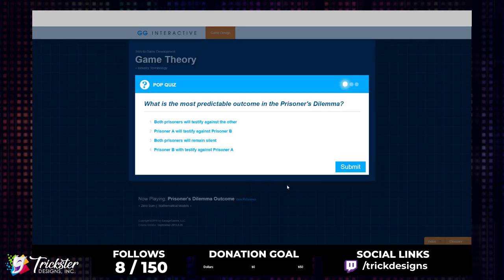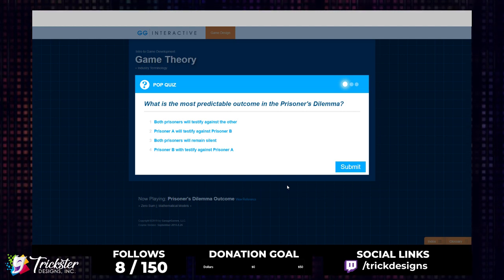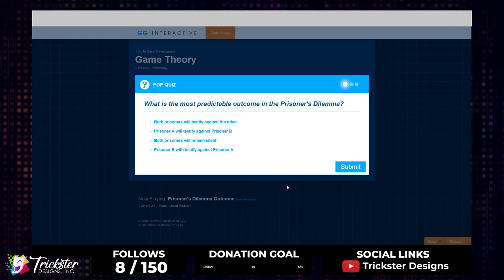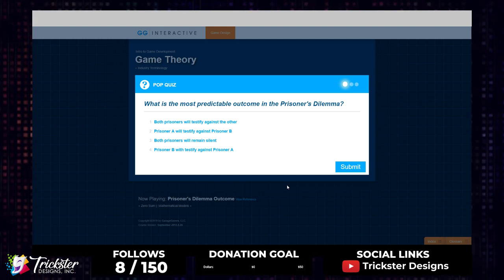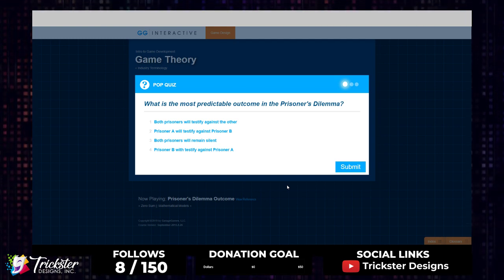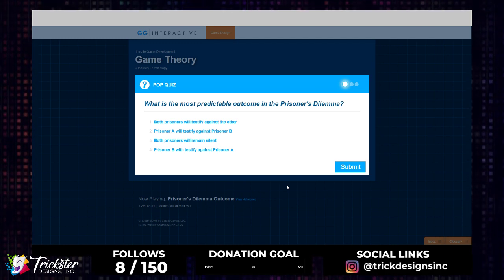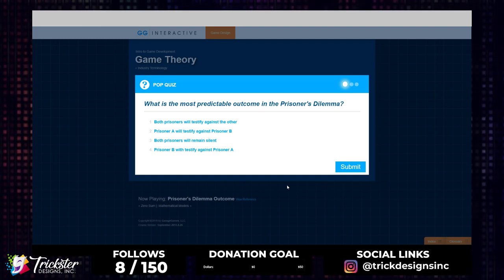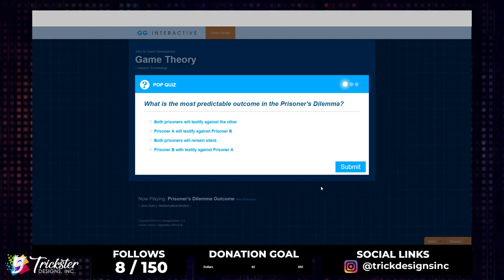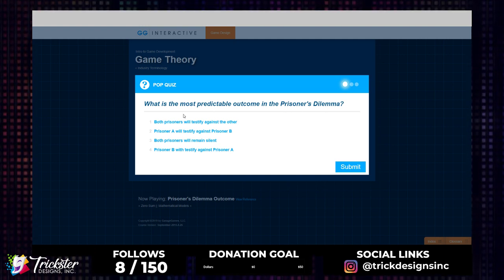See, I had it wrong. I misheard. I thought they said 6 years as opposed to 6 months. So yeah, they could serve jail time. But 6 months is still a hell of a lot better than 5 years. What is the most predictable outcome in the prisoner's dilemma?